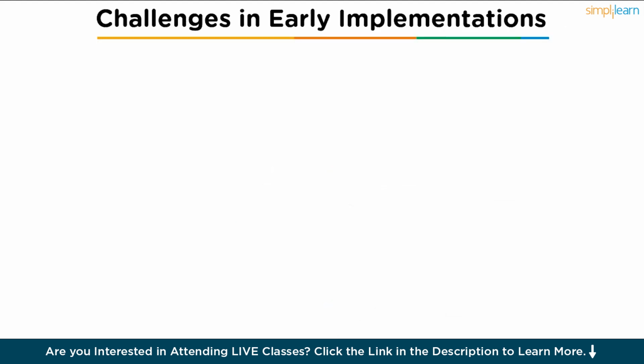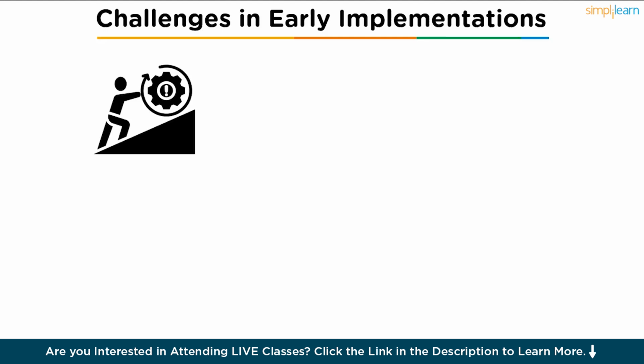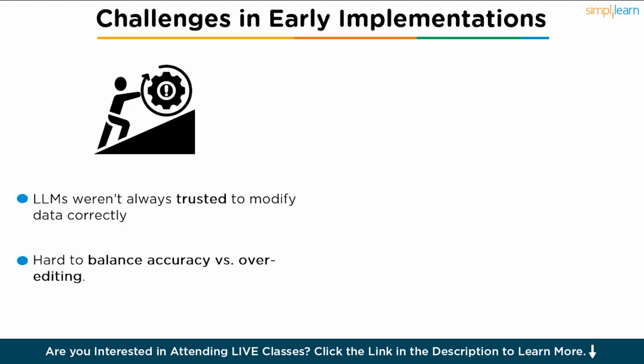So, what are some of the challenges in early implementations? Implementations of self-editing memory brought about significant challenges, followed by innovative solutions to address them. One of the hurdles was trust issues. Users were cautious about giving LLMs the ability to modify their memory, fearing unintended consequences or loss of control. The second was accuracy versus over-editing.